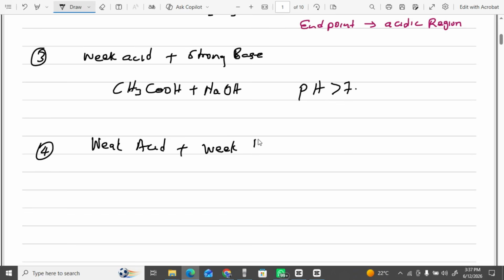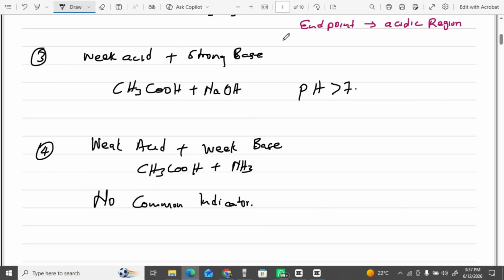For this one, I'm not going to waste time. Let's say you have a weak acid like the one that we have on top, and then let's say we have a weak base like ammonia. You see this one, there's no suitable indicator. There will be no common indicator because there's no sharp pH change at the endpoint. The pH meter is used instead. For this one, no common indicator. And that's it for this one.